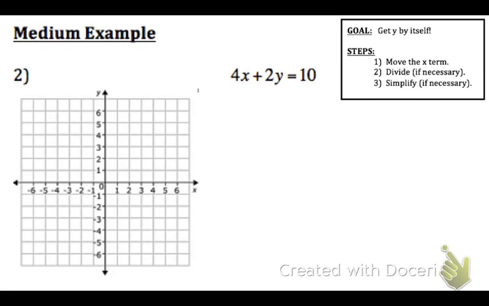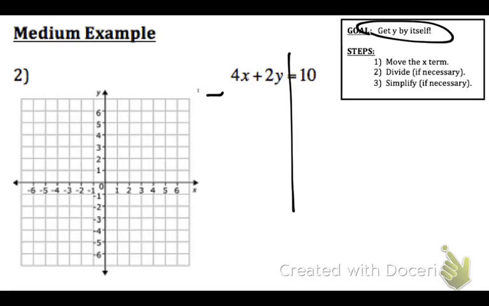Let's take a look at example number 2, our medium example. This one's going to be a little bit trickier. Remember, our goal is to get y by itself, which means we're going to move the x term, divide if it's necessary, and simplify if it's necessary.